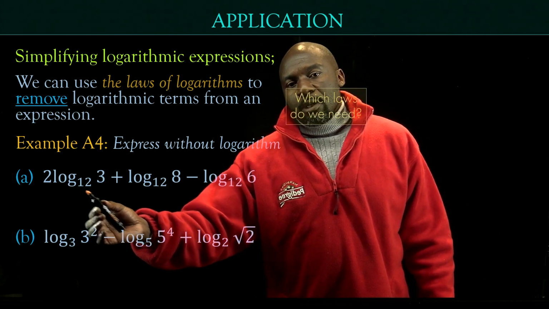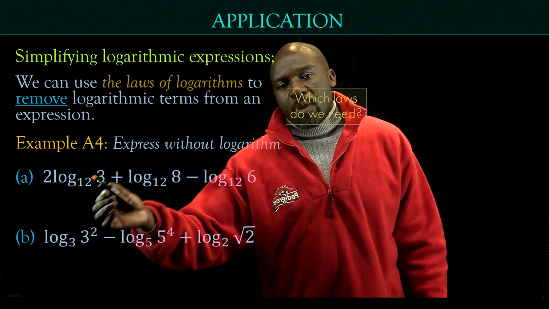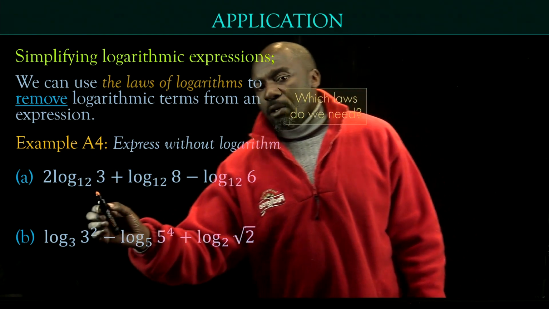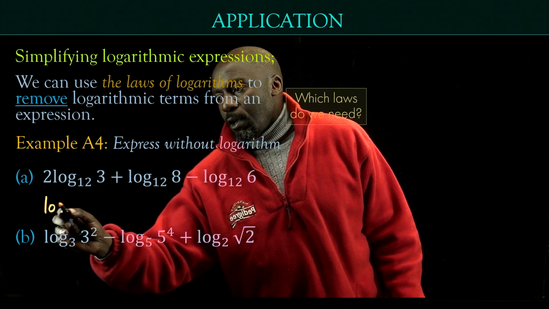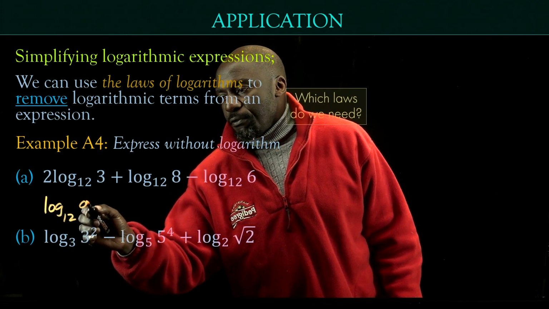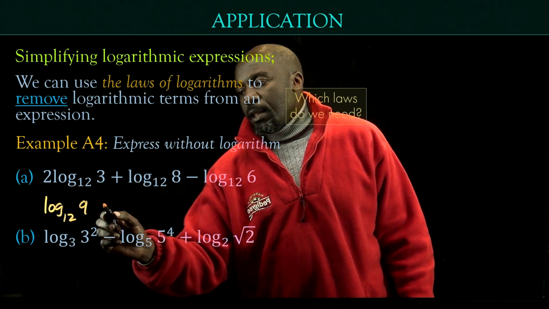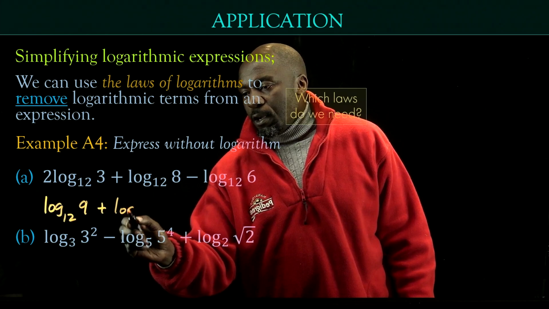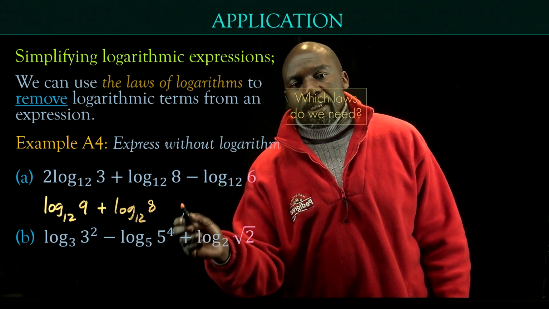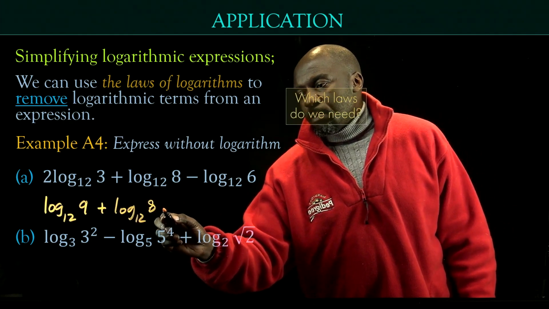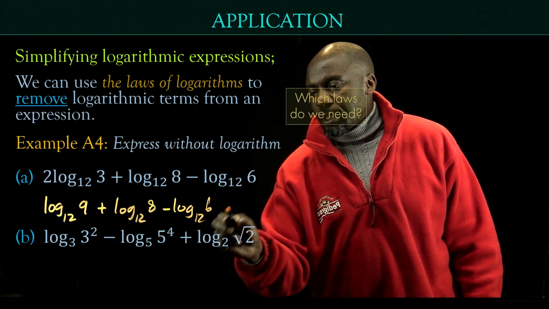So this becomes, the 2 will go up there, so it becomes log to base 12 of 9. I'm going to write the first term there as log to base 12 of 9, because the 2 goes up there and we have 3 squared. Then we have plus log to base 12 of 8, right? And the last one is minus log to base 12 of 6.